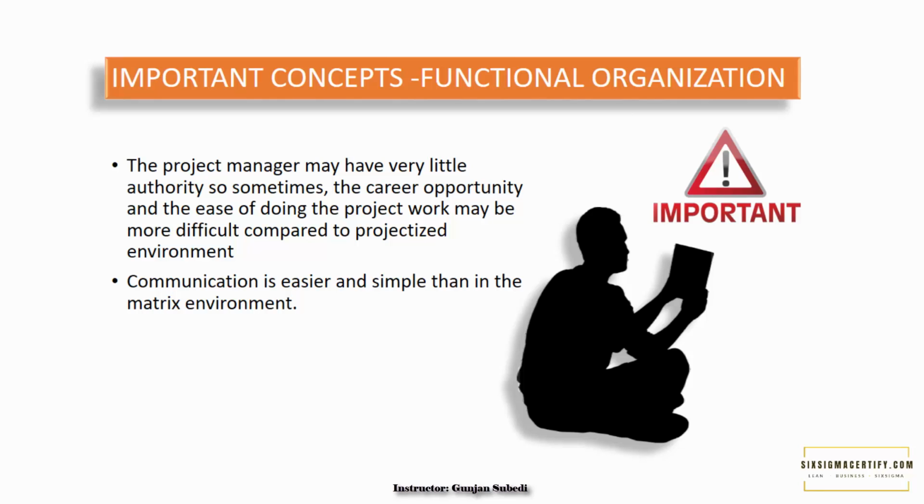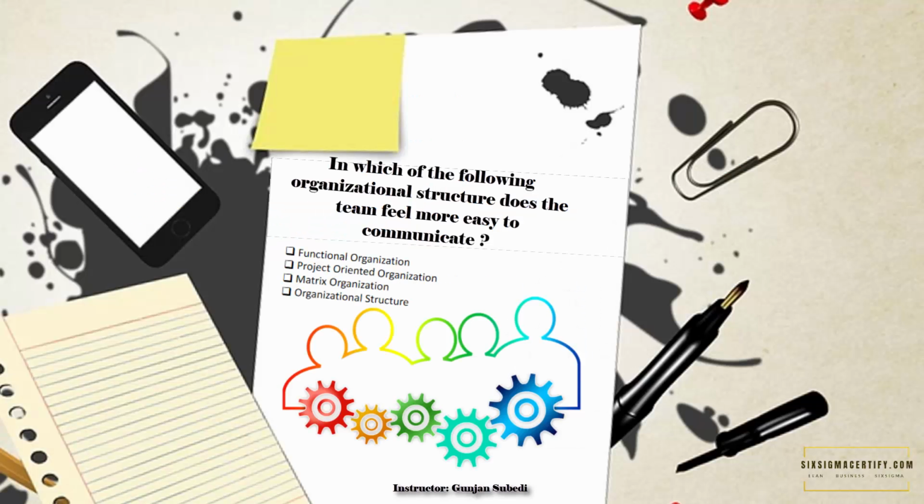In a functional organization, the project manager may have very little authority. So sometimes the career opportunity and ease of doing the project work may be more difficult compared to the project environment. But since the organization is divided into different departments with specific supervisors, the team has to communicate only with the related supervisor, making communication easier and simpler than in the matrix environment.